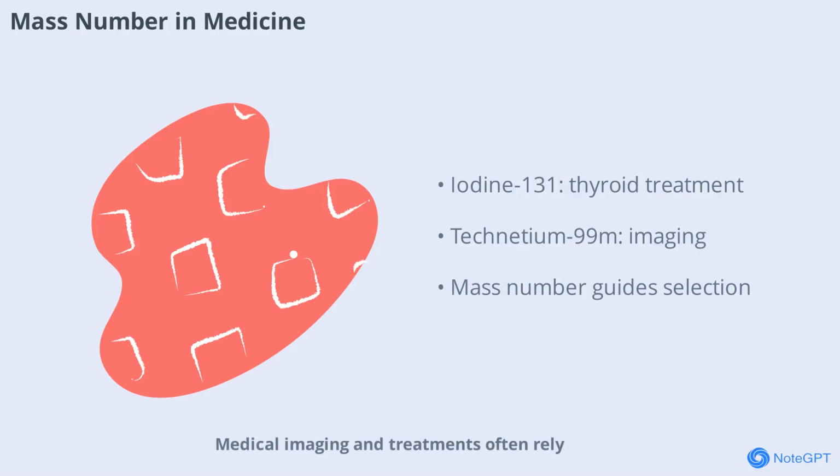Medical imaging and treatments often rely on isotopes with specific mass numbers. For example, iodine-131 is used to treat thyroid conditions, while technetium-99m is used in imaging. The mass number helps doctors and scientists select the right isotope for each application, ensuring safety and effectiveness.